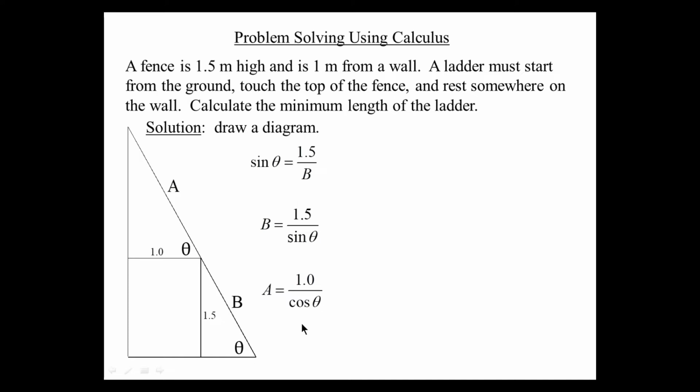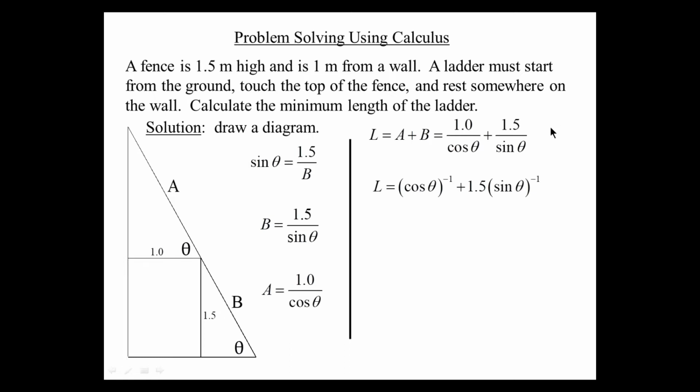So we have expressions here. And we're going to build an expression for the thing we're trying to maximize or minimize, and that's the length A plus B. The length A plus B is A, 1.0 over cos, plus B, 1.5 over sine, like this. So this is the expression we're trying to actually minimize. We want the shortest possible ladder. Okay. Now I just rearranged it a bit. I said this is 1 times cos to the negative 1. This is 1.5 times sine to the negative 1.